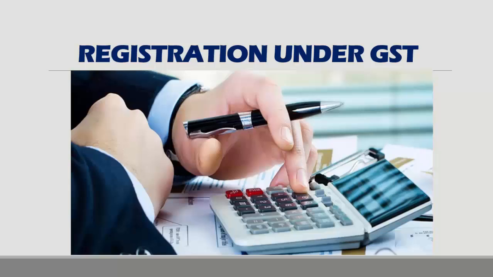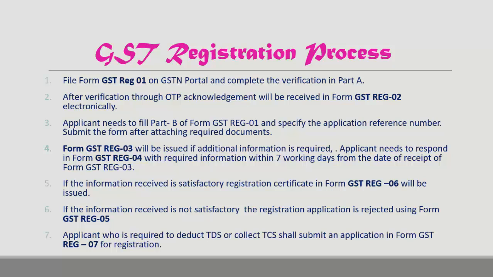Now, how to register under GST? Is it very difficult? No friends, it is not very difficult. Here I have given the simple GST registration process. You just have to fill the form GST registration 1 on the GSTN portal and complete the verification in part A. After verification through OTP, acknowledgement will be received in form GST registration 2 electronically. The applicant needs to fill part B of form GST registration 1 and specify the application reference number. Submit the form after attaching required documents.